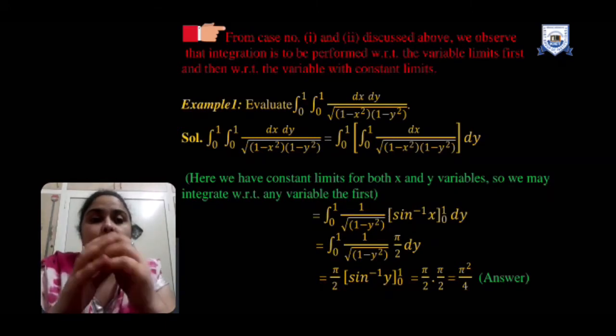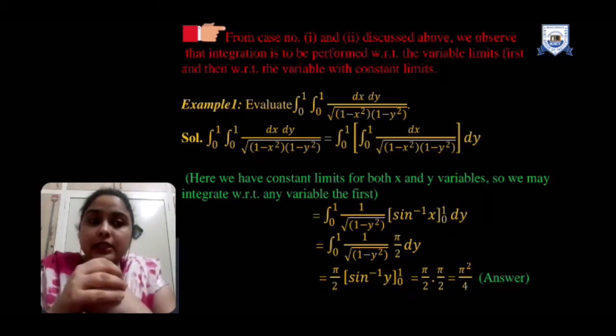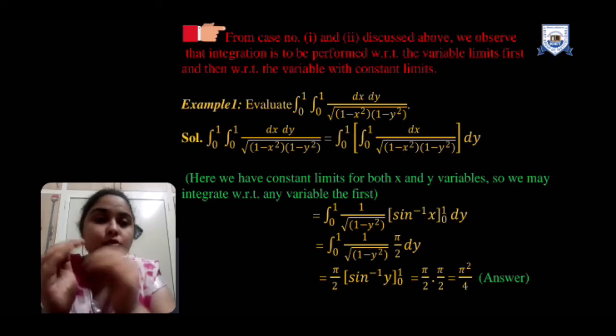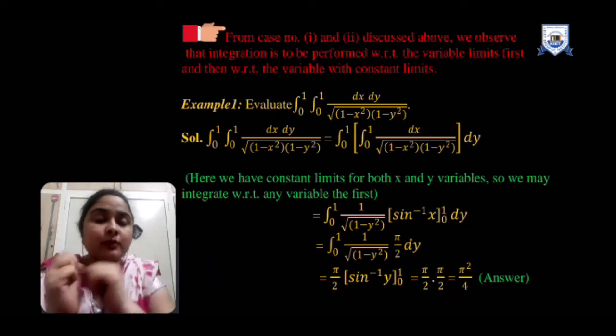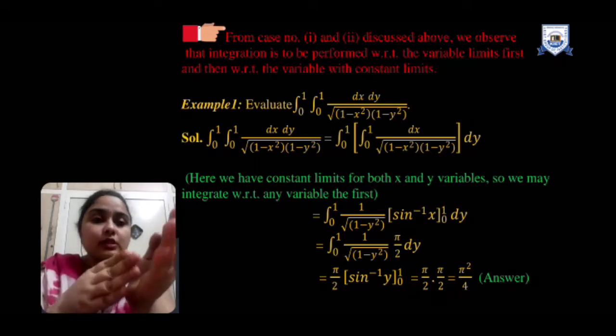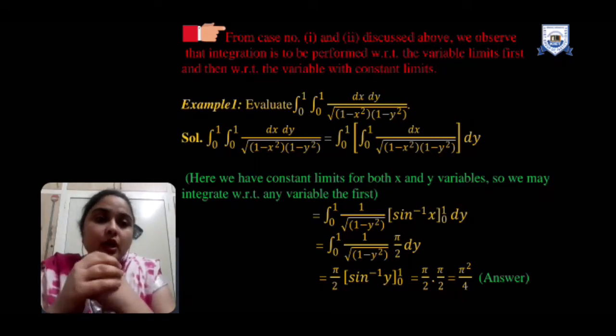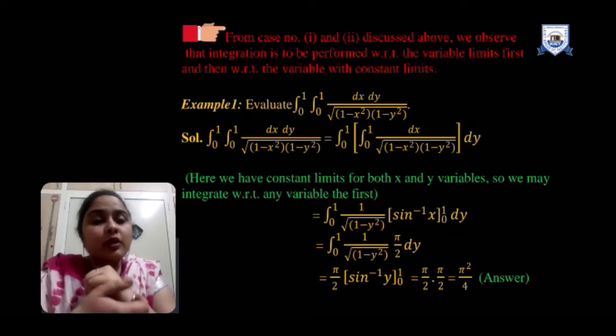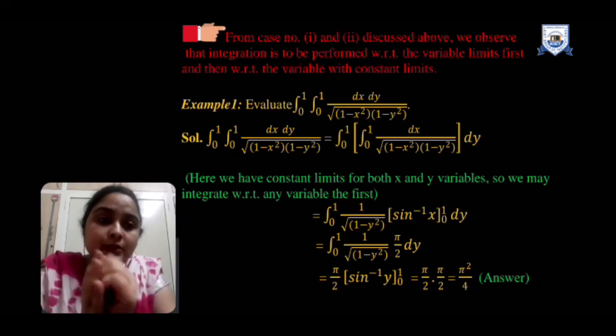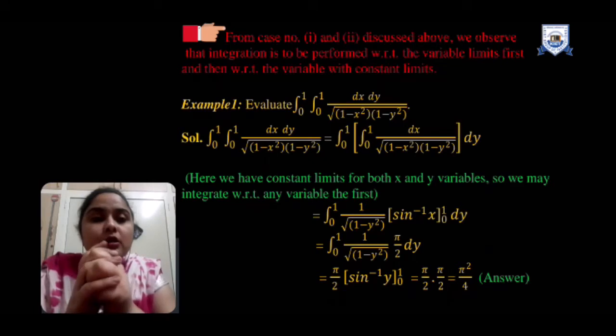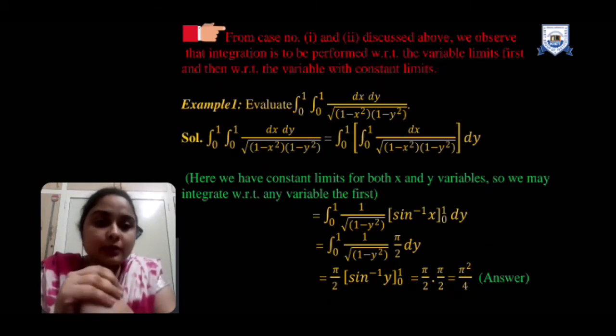So when we integrate 1 upon under root 1 minus x square, 1 minus y square, the under root 1 minus y square will be like a constant. So out of this integration we can take it common, and 1 upon under root 1 minus x square will result after integration in sine inverse x over the limit 0 to 1, and putting the limits we will have pi by 2 minus 0, sine inverse 1 minus sine inverse 0, that is pi by 2 minus 0. So pi by 2 will be the result over here.